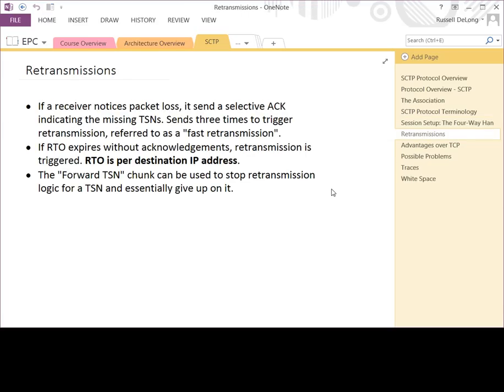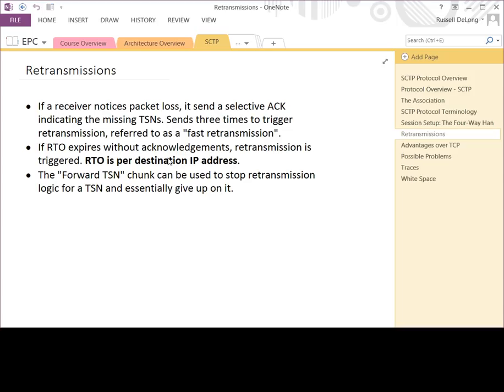Retransmissions. If a receiver notices path loss, and most of this is almost exactly the same as TCP. I sound like a broken record saying this is like TCP, but it's because it pretty much is TCP. They took that as a base and asked how to build this so that it can support multiple paths. That's really what this is. So if a receiver notices path loss, it sends a selective acknowledgement indicating the missing TSNs, those missing data chunk numbers. And it sends them 3 times to trigger a retransmission known as a fast retransmission.